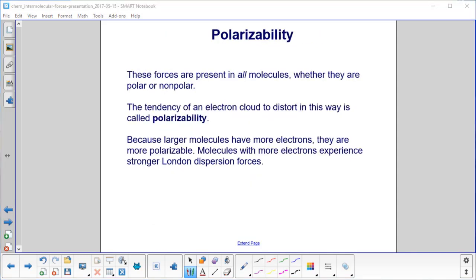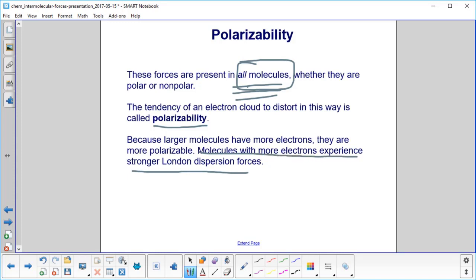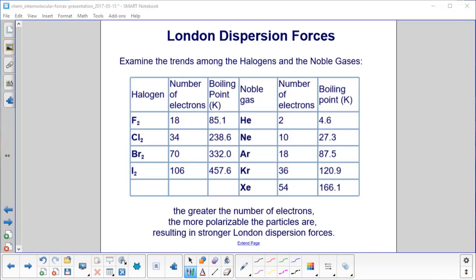The London dispersion forces are present in all molecules, whether they are polar or nonpolar. All molecules, I'll emphasize that. The tendency of an electron cloud to distort in this way is called polarizability. Because larger molecules have more electrons, they are more polarizable. Not too good with that word. Molecules with more electrons experience stronger London dispersion forces. They have more electrons to polarize, you can get greater partial charges, and then the forces between the molecules will be much greater. Let's check that statement out with some real data.